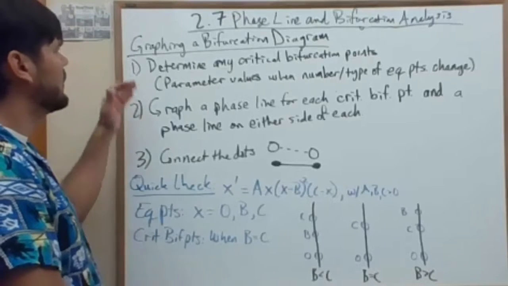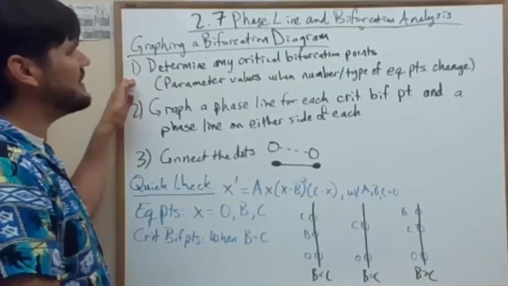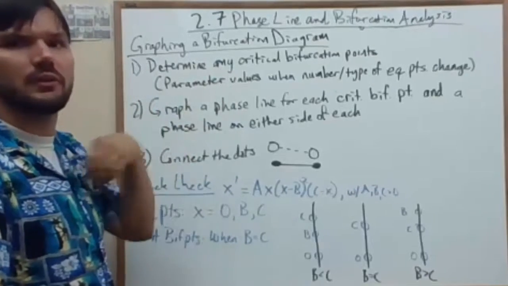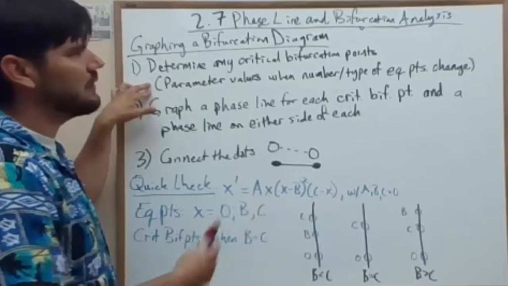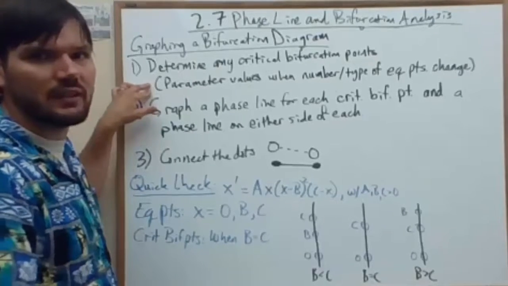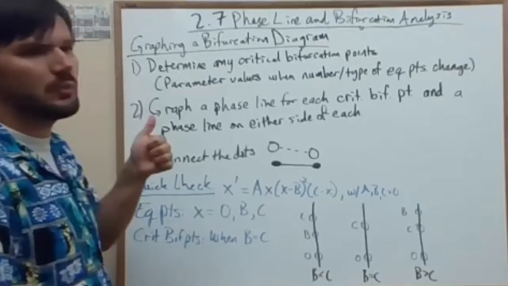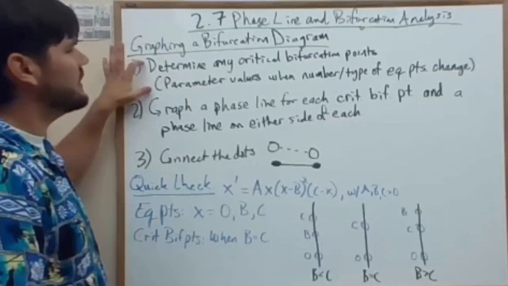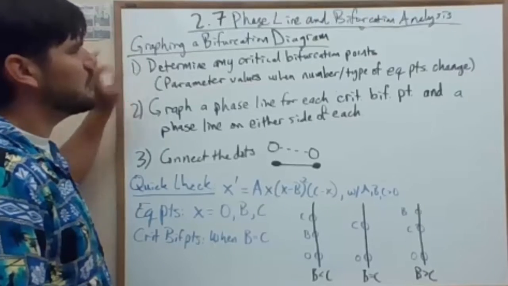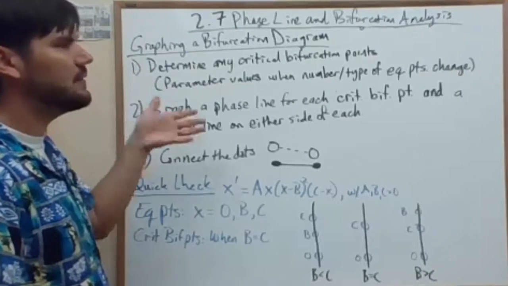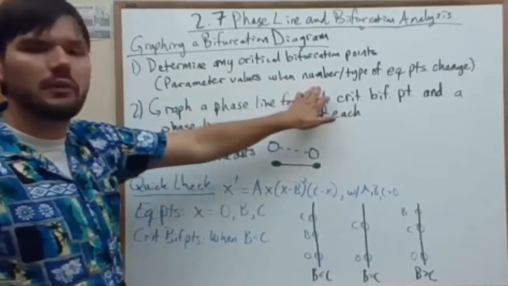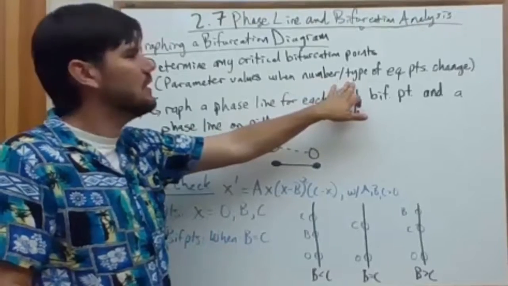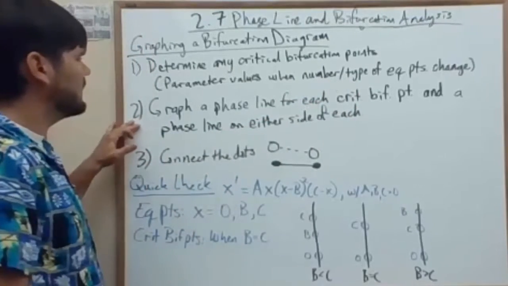First, you determine any critical bifurcation points from the equilibrium points you've already found. So if you haven't done the equilibrium phase line analysis yet, do that. Find the equilibrium points, test a sign chart, that kind of thing. Then, having the equilibrium points, you determine which parameter values will change the number of equilibrium points or the type, behavior of those equilibrium points.